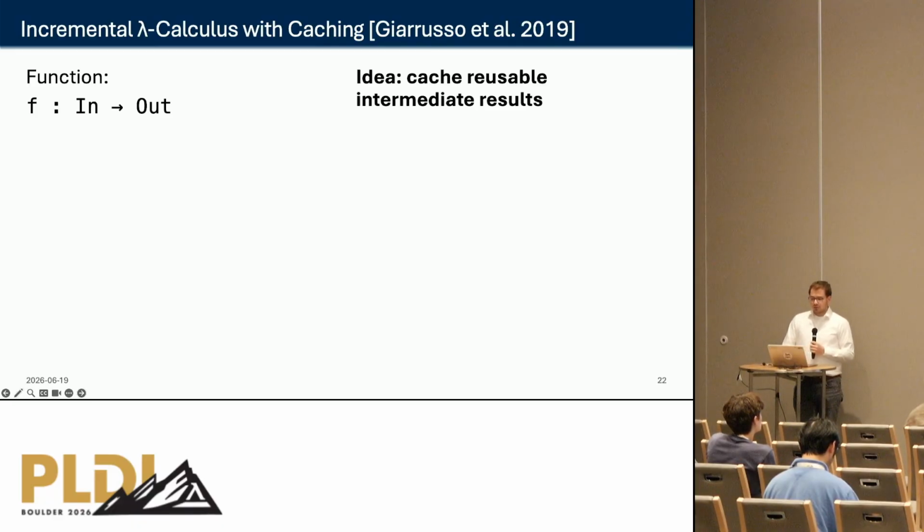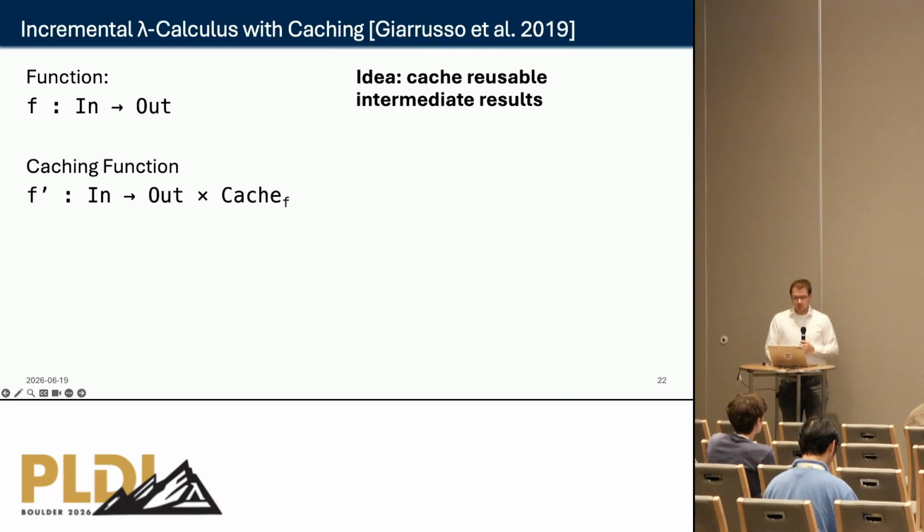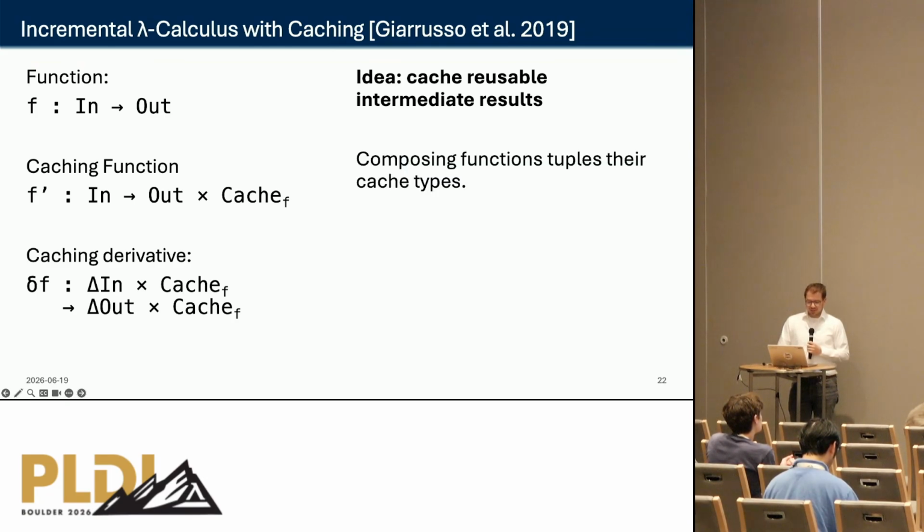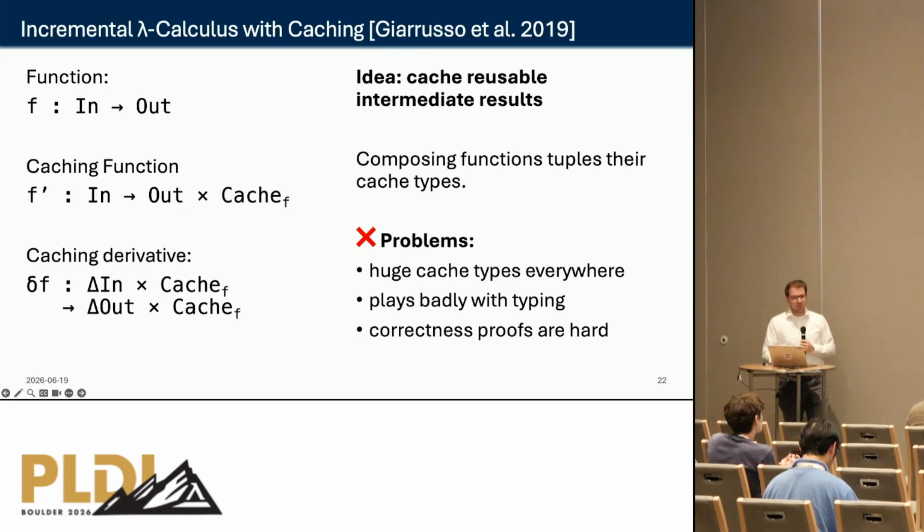And that's the motivation for a version of the incremental lambda calculus with caching. So the caching version of a function returns the output and in addition a cache of intermediate results. The derivative now also takes in a cache and outputs an updated cache. This allows it to be more efficient and also works for functions that are not self-maintainable. It creates another problem though. The composition of two functions needs the caches of both individual functions. So we quickly end up with huge caches everywhere whose types depend on the implementation of f and not just its type. All of that is cumbersome and complicates correctness proofs.